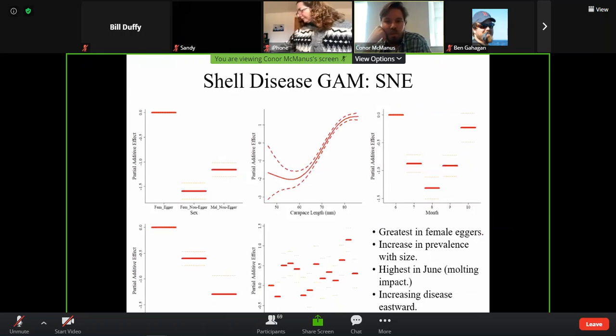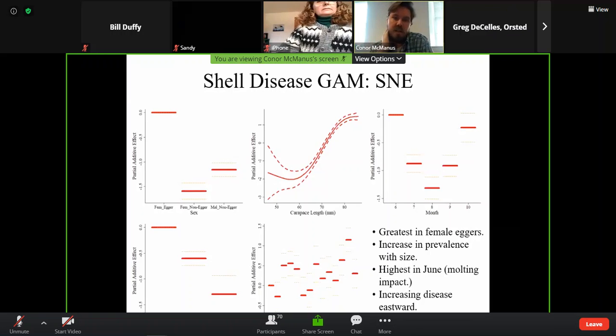And so just briefly looking at some of the work for southern New England, and highlighting each of these figures really quick, we see that disease is greatest in females carrying eggs, and this highlights both the larger individuals molting less, as particularly those with eggs molt less frequently, given they take a year off from molting when carrying eggs. And we see that the disease prevalence increases as you get bigger, highlighting that smaller lobsters tend to molt more frequently and thus are able to shed disease before it becomes too prevalent.